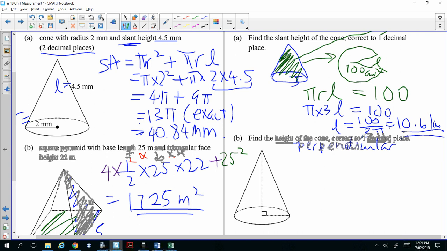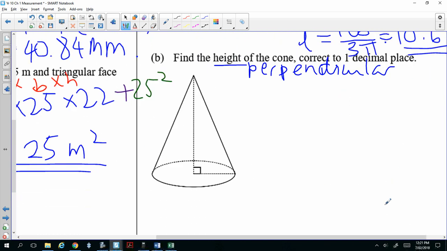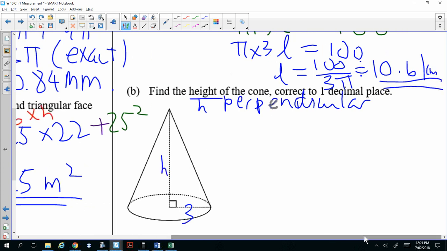So we're going to label that as H for height. And the radius is still 3. And we're going to use a rule to work out the height. Now we know the slant height to be 10.61. So let's write 10.61. That's the slant height. Using Pythagoras, I could work out H. So write H squared equal to 10.61 square minus 3 square. To make it easy, I just go like this, square root. Right, that gives me my answer.